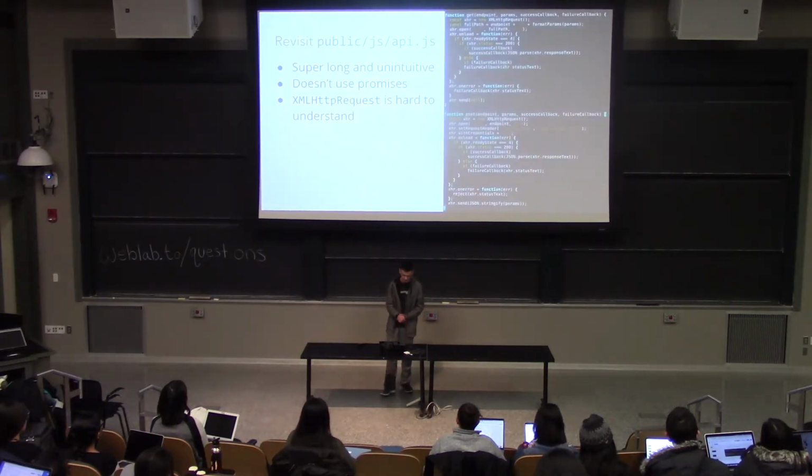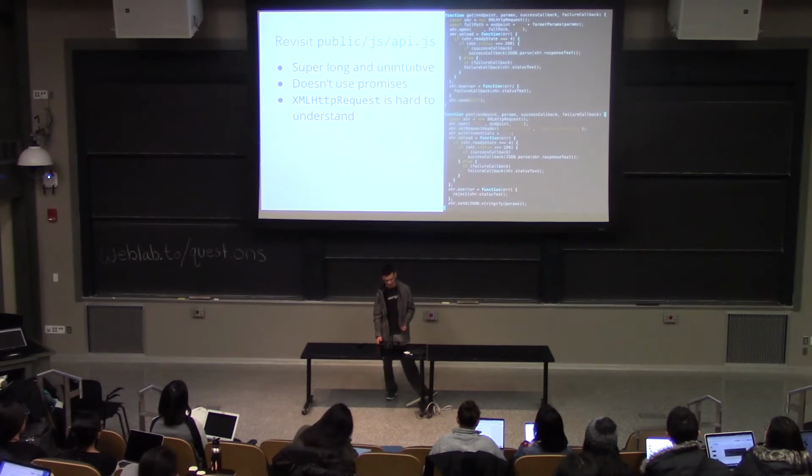So let's revisit API.js. Don't bother reading this code. It's really hard to understand. It's long and confusing. Remember, this was our code that we used to send a get and a post request. This was on the front end. Remember, we talked about something, XMLHttpRequest. It's really hard to understand, does some things that are unintuitive, and it also doesn't use promises.